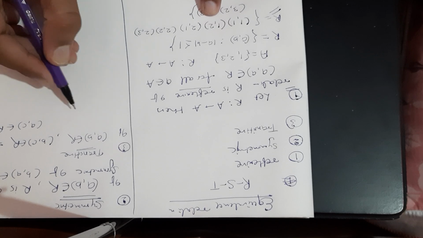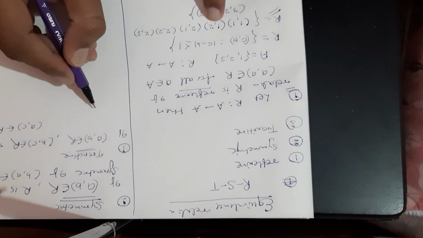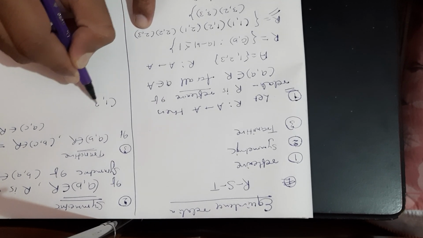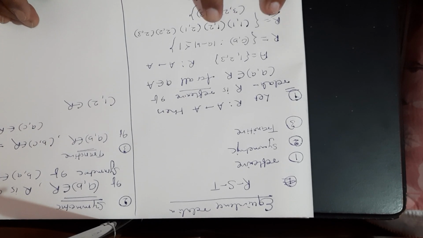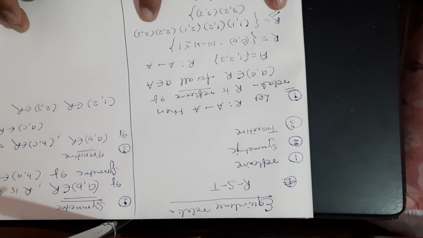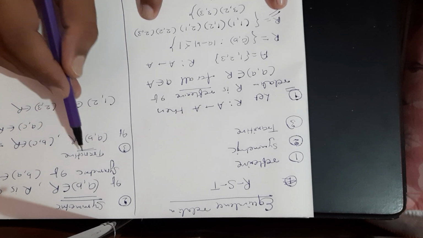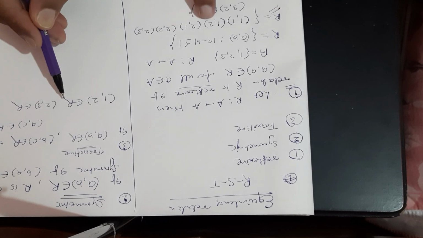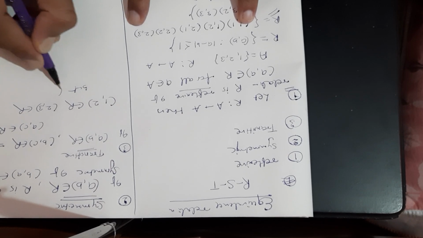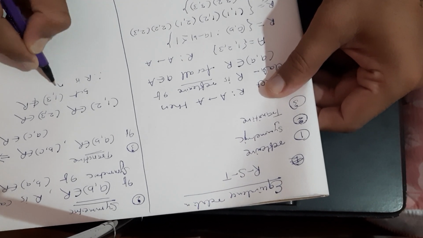See that R, I would tell you, 1 2 and 2 3. Look, 1 2 belongs to R. 2 3 also belongs to R. And what does it say? AB belongs to R, BC belongs to R, AC also should belong to R, then R will be called transitive. 1 2 belongs to R, here it is. 2 3 belongs to R, here it is. But 1 3, can you see 1 3 here? No, 1 3 does not belong to R, meaning R is not transitive.